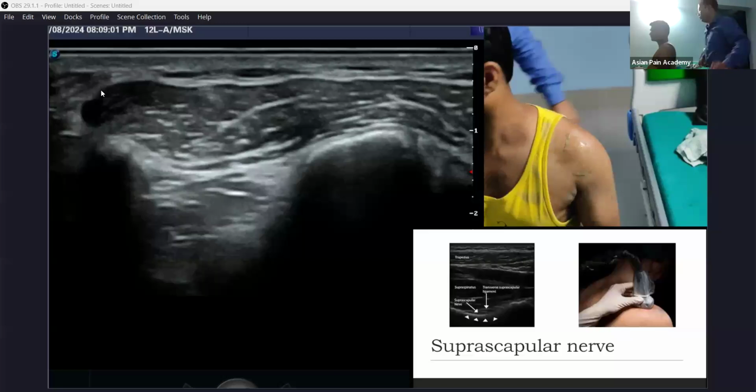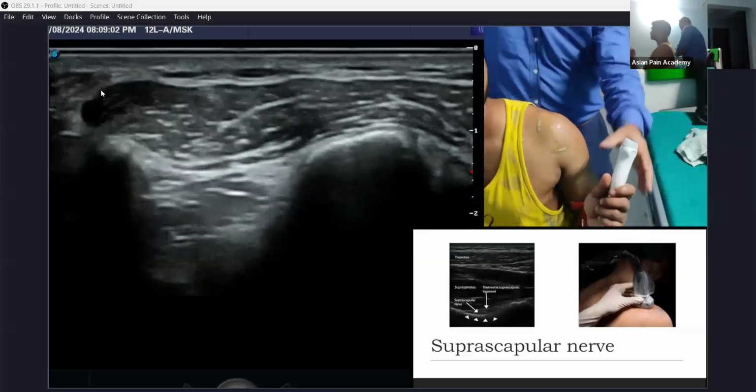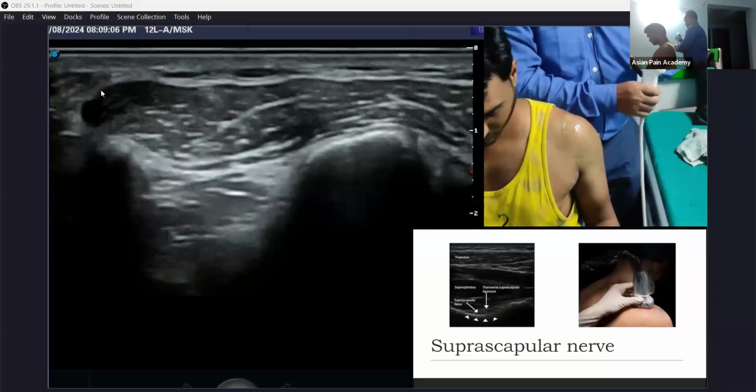Share screen. So the acromioclavicular joint and suprascapular nerve, these two things are pending.